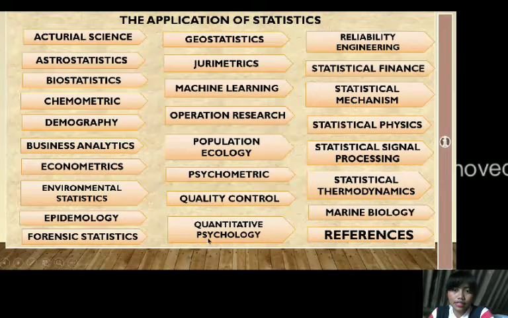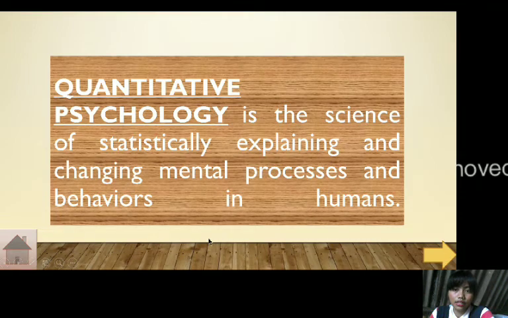So next is quantitative psychology. So what is the statistics in quantitative psychology? Quantitative psychology is the science of statistically explaining and changing mental processes and behavior in humans. It includes tests and other devices for measuring human abilities. Quantitative psychology developed and analyzed a wide variety of research methods, including those of psychometrics, a field concerned with the theory and techniques of psychological measurement.